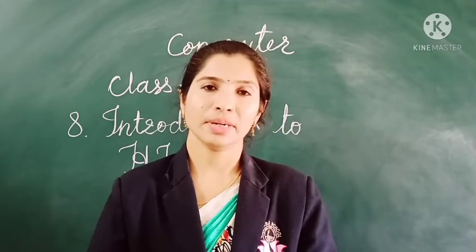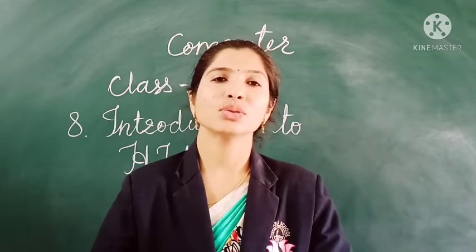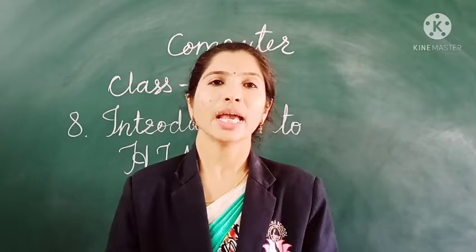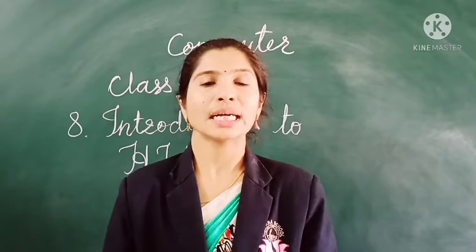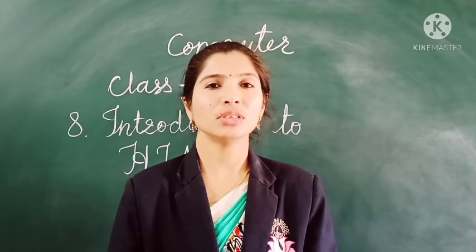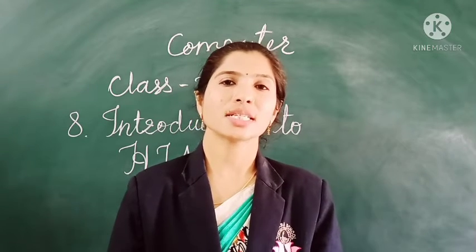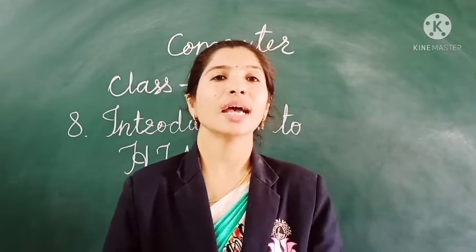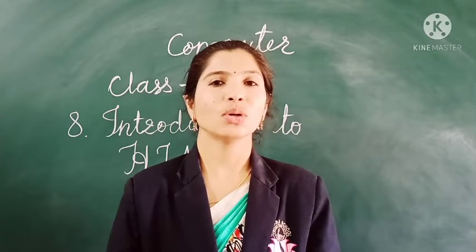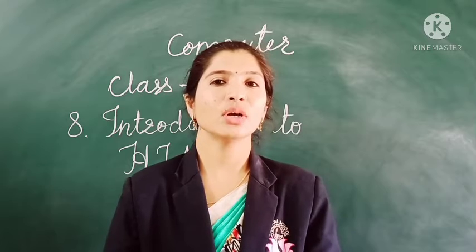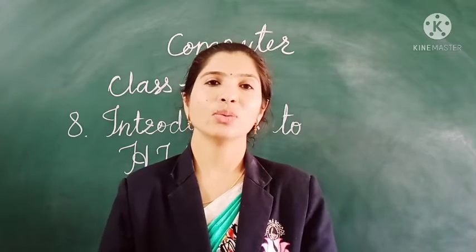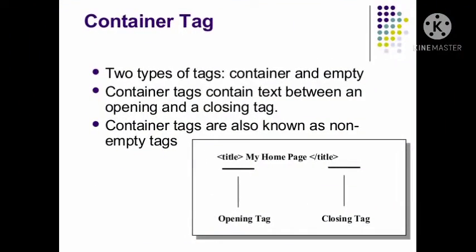Types of element. There are two types of elements, container elements and empty elements. Now, container elements. The element that has both the tags, that is the starting tag as well as the ending tag, is known as a container element. So, the container element includes both starting and ending. Now, we are going to see an example.